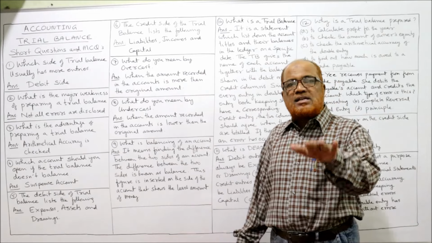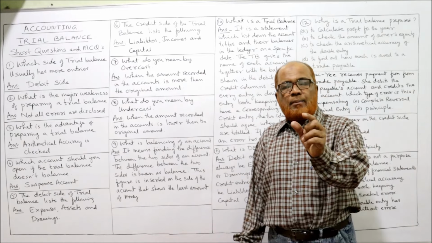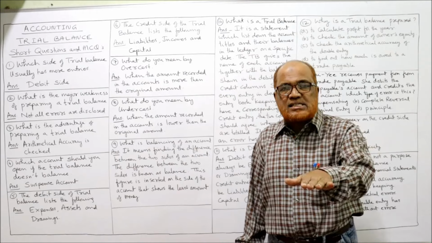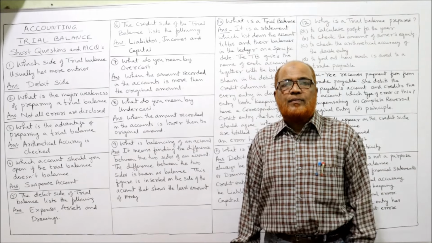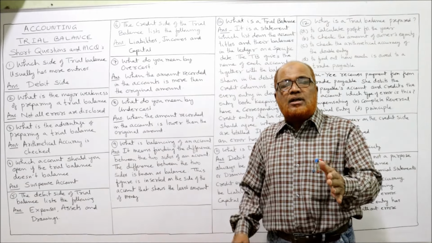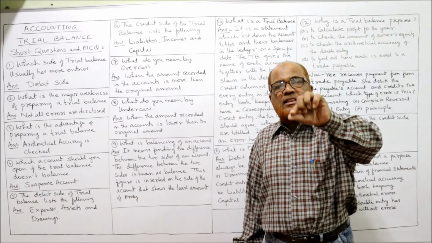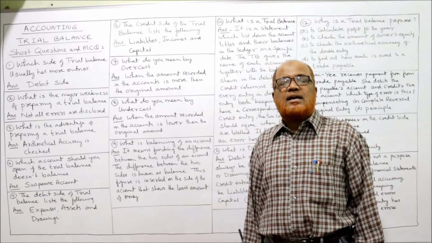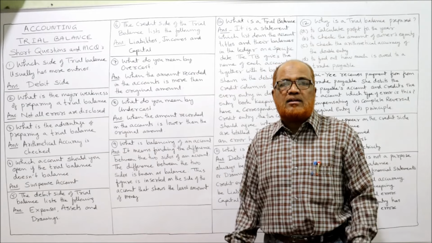Then undercast is exactly opposite. When the amount taken is less than the original amount. Suppose in the account the total should come to 1000, but by mistake the accountant has taken 900.